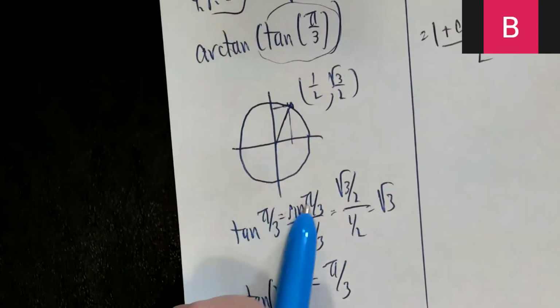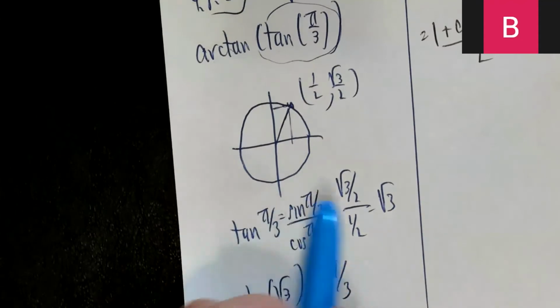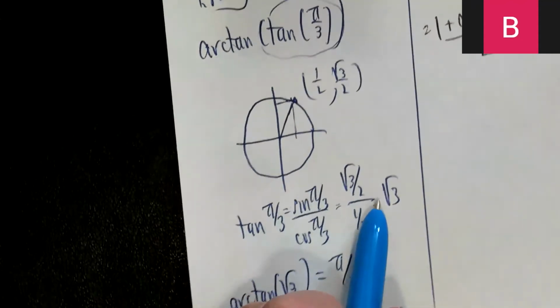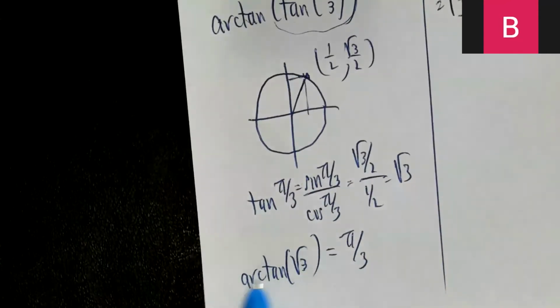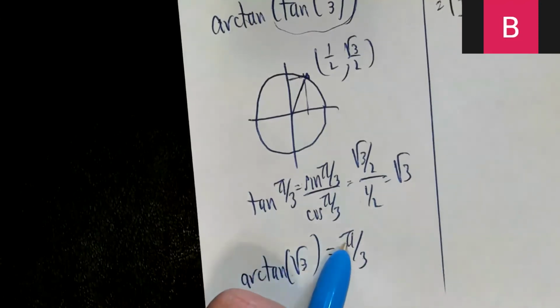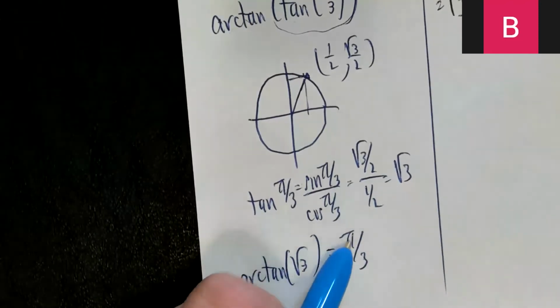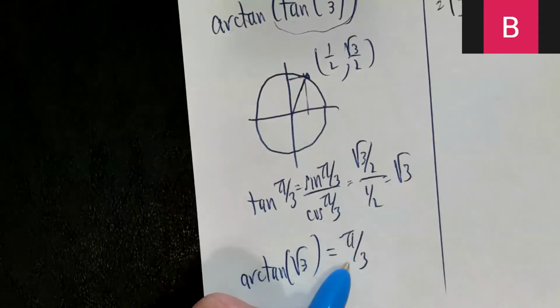Tangent pi over 3 is sine of pi over 3 over cosine pi over 3. Radical 3 over 2 divided by 1/2, radical 3. So now I want the arctan of radical 3. The answer has to be between negative pi over 2 and pi over 2. This is already between negative pi over 2 and pi over 2. So yes, the answer is just as simple as pi over 3.